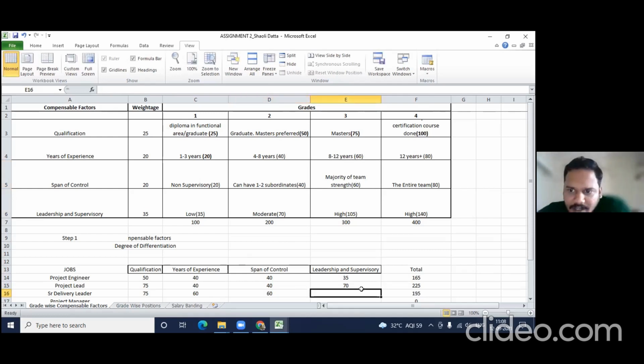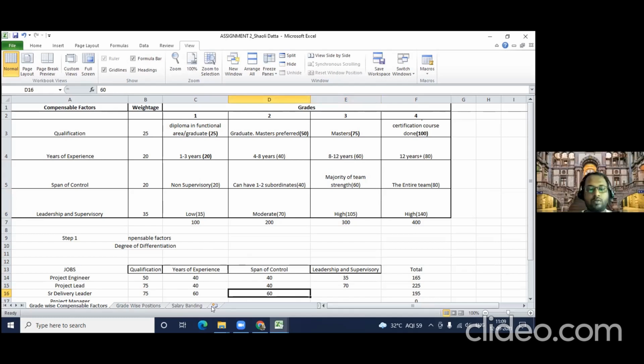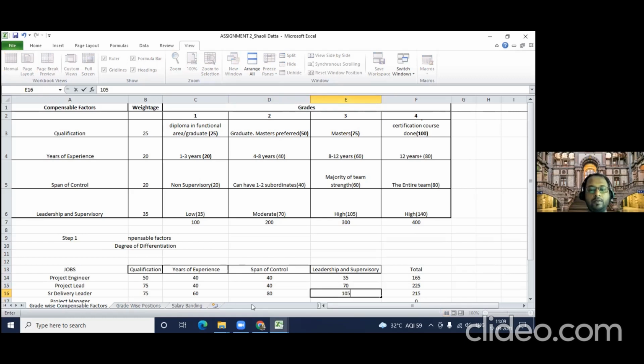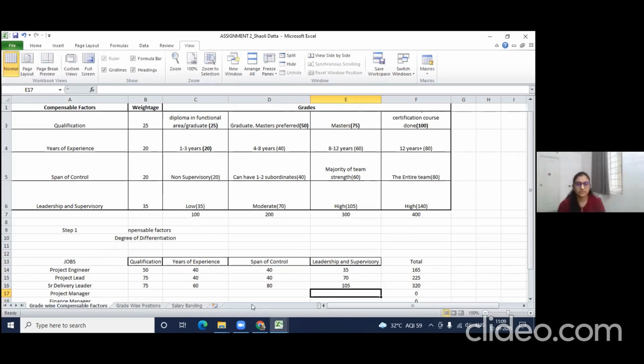Or it should be 80 also, if you look at the entire team under the senior delivery leader. You want to look at that logic. Project manager can be 60. So this should be 80. Senior delivery leader is like the department head. And it's 105 for leadership and supervisory.